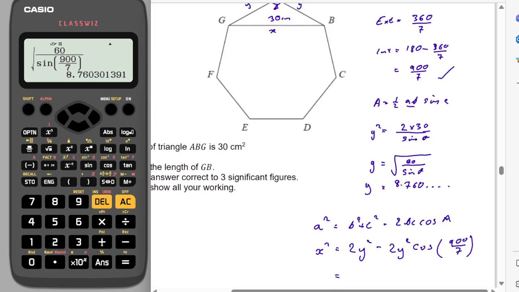Now we're at this point, so a squared is equal to b squared plus c squared, so that would be y squared plus y squared minus 2bc cos of the angle. So that would be 2 lots of y squared. Y squared plus y squared is 2y squared minus 2bc, so 2y times y, so that would be minus 2y squared cos 900 over 7. So I do agree with that.